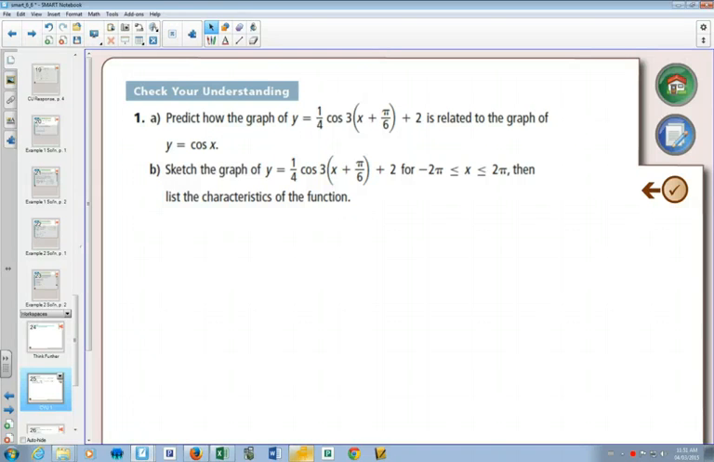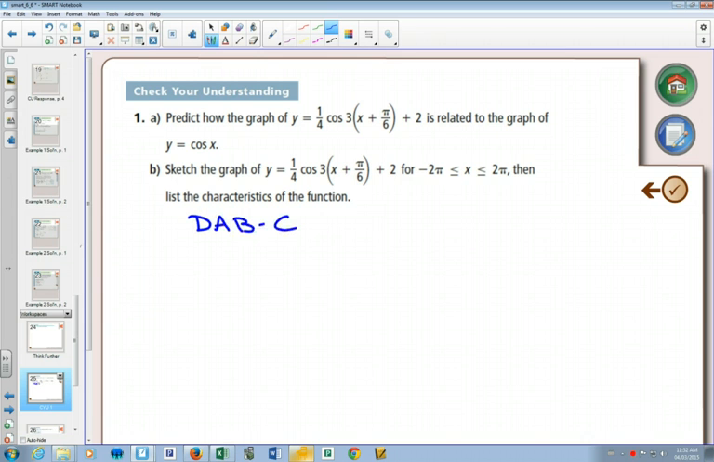This is example 1 on page 532. Okay? We're going to skip A. That's just asking us to describe what's going to happen. The 1/4 would change the amplitude. The 3 is going to change the period. The pi over 6 is going to do the phase shift. And finally, the 2 is going to change our sinusoidal axis. We're going to sketch the graph.